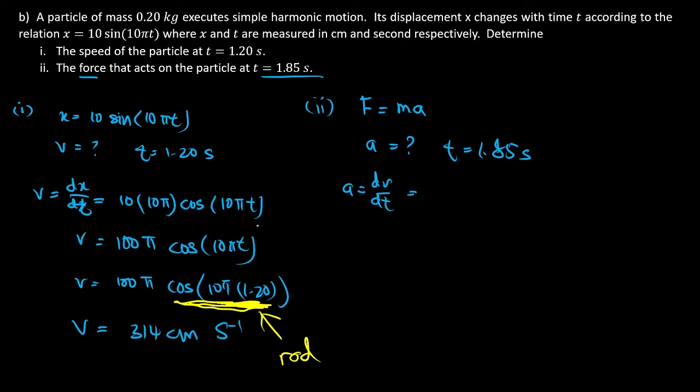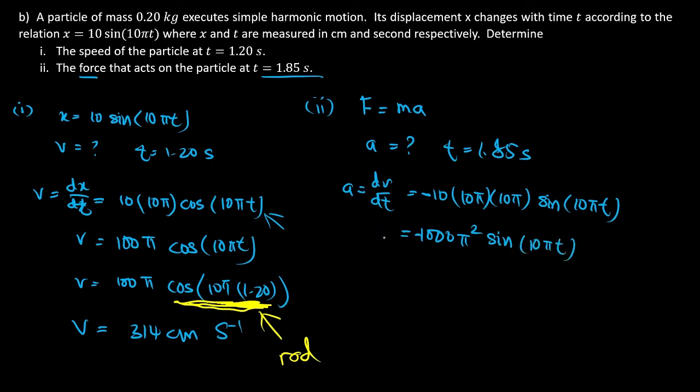So differentiate this one. You will get 10 times 10 pi, another 10 pi, but now it becomes sine 10 pi t, and because cos differentiates into negative sine, you will get negative 1000 pi square sine 10 pi t. This one is the a. So substitute t equal to 1.85, so your equation will become like this.